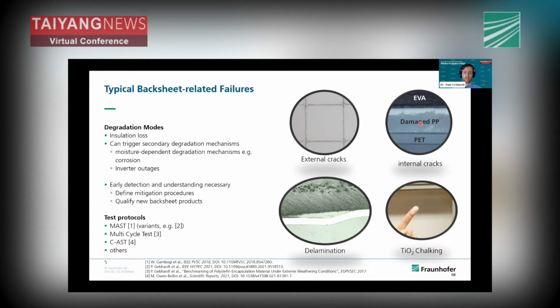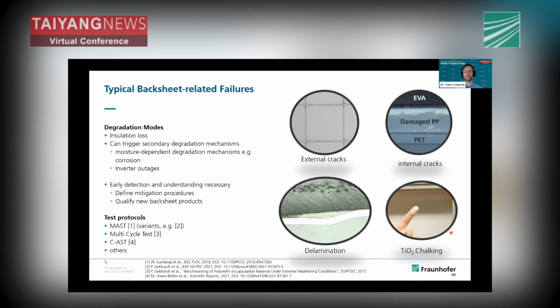We can have internal cracks. This is an extreme example where one layer inside the backsheet is damaged, but the outer layers are intact. So it's not really possible to see this failure with the eye only. Then we have delamination, which is also an internal failure, where we have a detachment of the backsheet from the EVA. This is a cross-section micrograph.